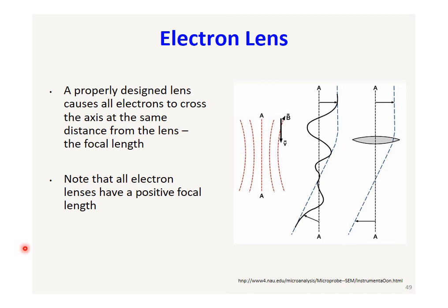So if you can properly design an electron lens, then it will make all the electrons wobble around and cross the optical axis at the same distance from the lens. So that's your focal length. All electron lenses have a positive focal length. They all cause the electrons to travel towards the optical axis, not diverge. They are also really rubbish compared to optical lenses. They have terrible aberrations. More on that next week.